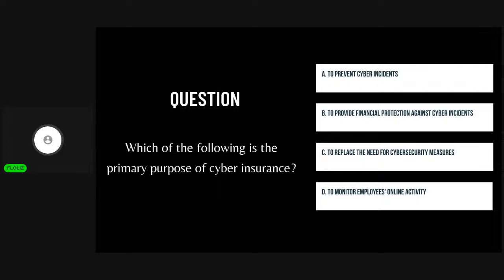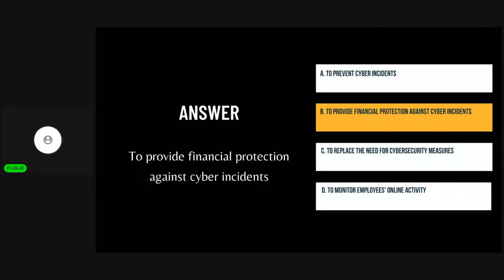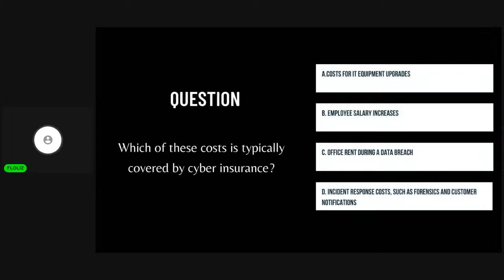So now, having understood cyber insurance, there are some questions that we need to go through to be sure that participants understand this topic very well. The first question is, which of the following is the primary purpose of cyber insurance? We have option A, B, C, and D. You can drop your answer in the comment section. So I have B. Let me confirm if B is correct. B is actually correct, to provide financial protection against cyber incidents. So let's go to the next question.